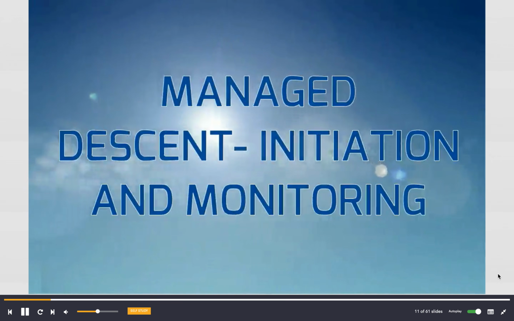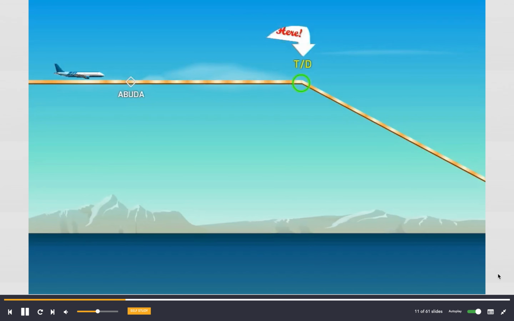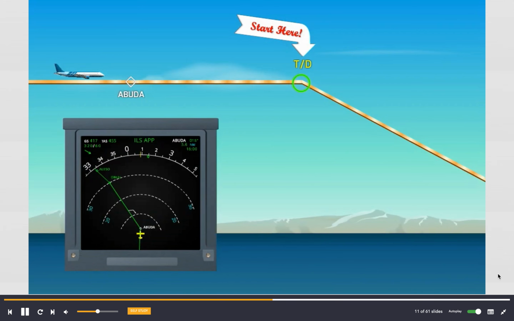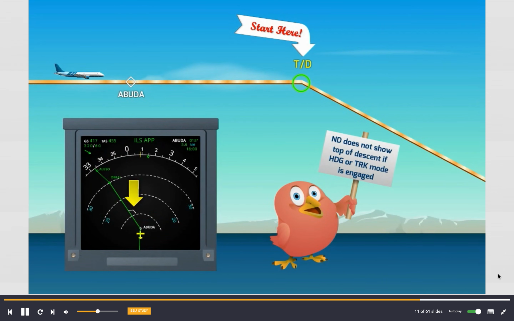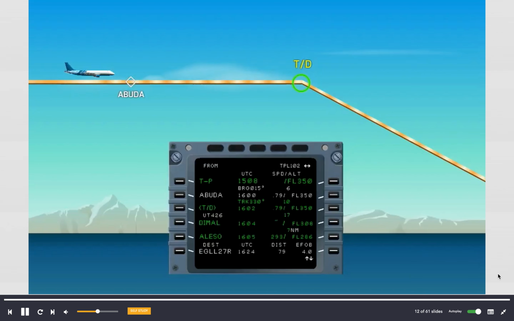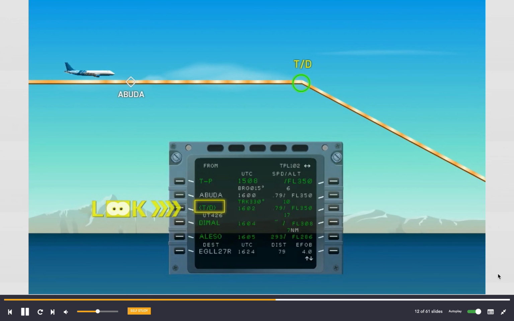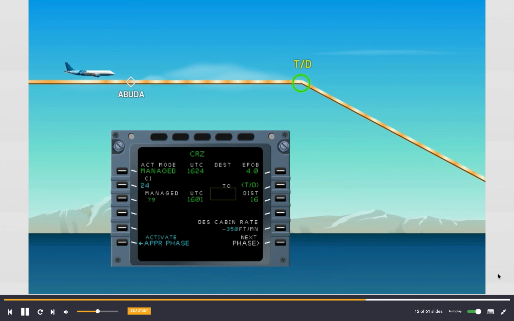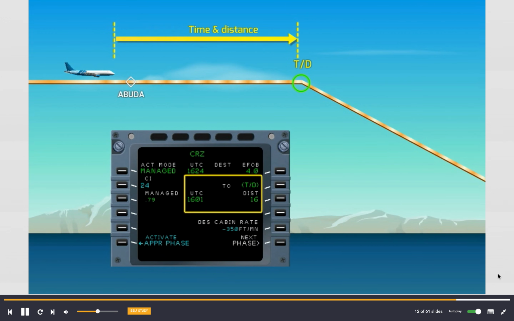Managed descent initiation and monitoring. The descent should be initiated at the top of descent. On the navigation display, the top of descent is displayed by the white arrow. It is not shown if heading or track mode are engaged. On the MCDU flight plan page, the top of descent is shown as pseudo waypoint. The progress page provides the time at and distance to the top of descent.